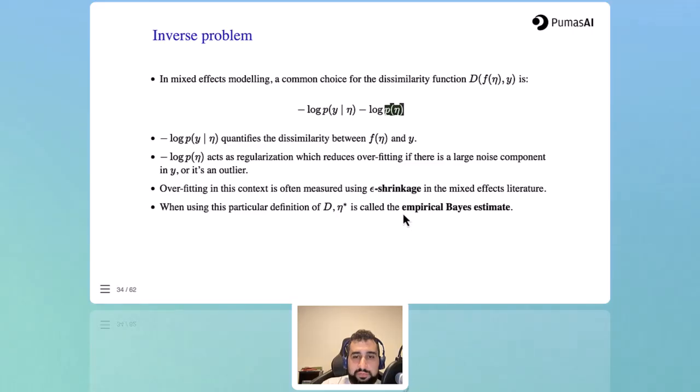And so the idea of empirical Bayes is that we are Bayesian with respect to the random effects, but we're still empirical, or frequentist, with respect to the population parameters, right? And that's why it's called empirical Bayes. This is a pretty standard term that's used to refer to this eta star value. When we use this specific definition of the dissimilarity measure, the value of eta star is often called the empirical Bayes estimate in the nonlinear mixed effects literature.